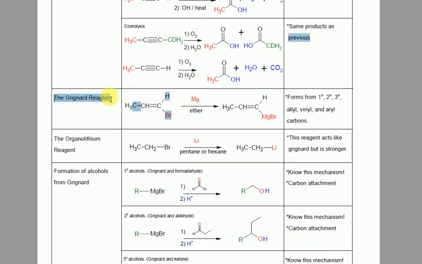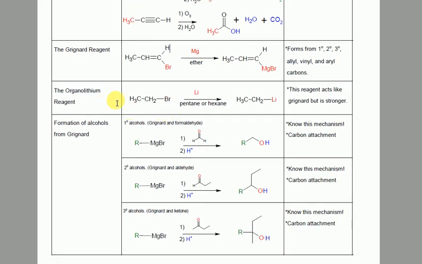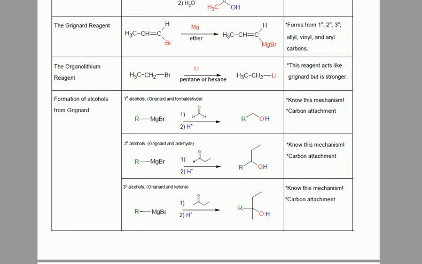You need to know this, right? So you need to know the Grignard, how to form it. There's not really a mechanism to know, but you need to have some understanding that this is a C minus. You don't need to know organolithium. It's essentially the same, just stronger. It works the same way.